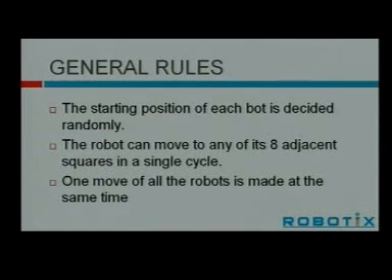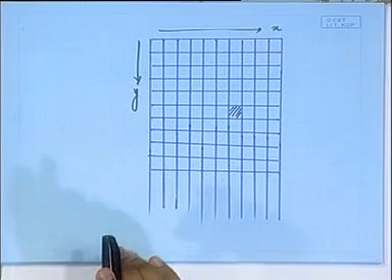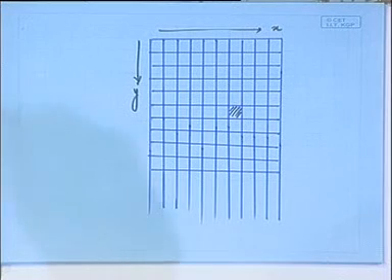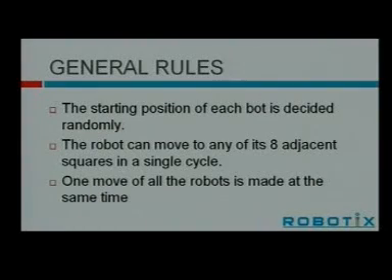Now the starting position of each robot, like if you are running 100 copies, where each of the 100 robots is positioned, is decided randomly by the code. We are not having any interference as to where the robot starts, it's all random. A robot can move in 8 adjacent directions.